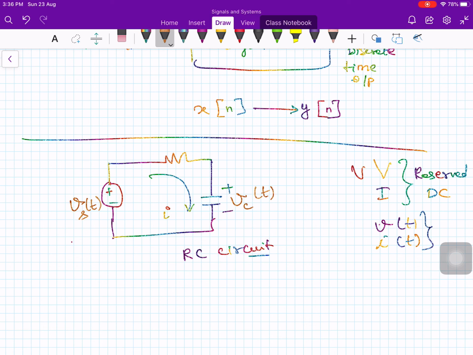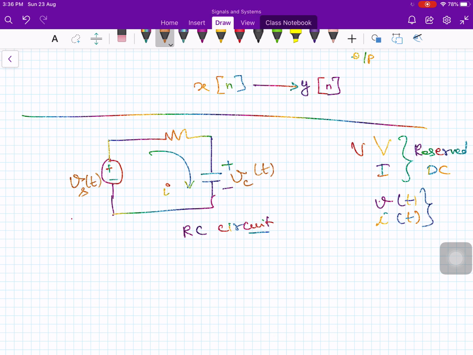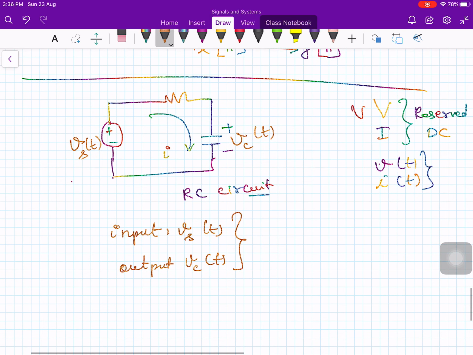Now we can use simple circuit analysis to derive an equation describing the relationship between the input and output. What is the input? Input is V suffix s of t, the input voltage, and the output is V suffix c of t. Now we can derive an equation which gives the relationship between the input and output. Let us derive the equation so that we can describe the relationship between the input and output.